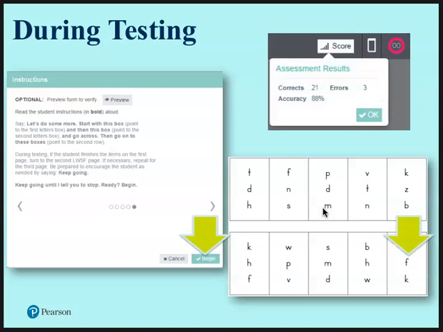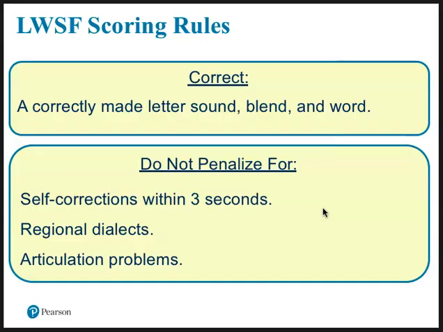Then, as they take the assessment, they will be given a score showing the number correct, the errors, and their accuracy rate. They will get it correct if they say the correct letter sound, blend, and word, and they are not penalized if they self-correct within 3 seconds, have a regional dialect, or articulation problems. They are also not penalized for using schwa sounds.